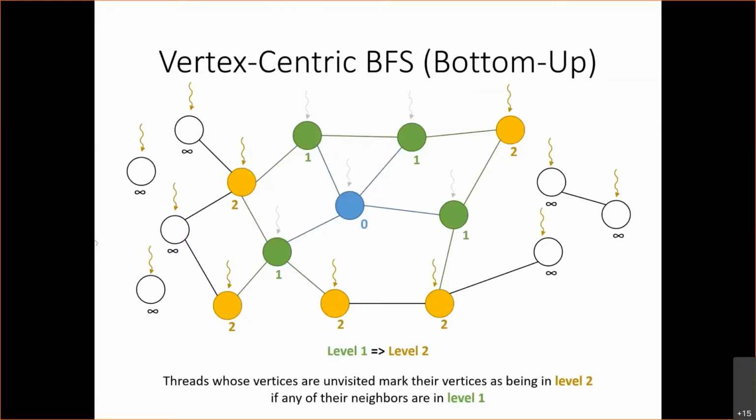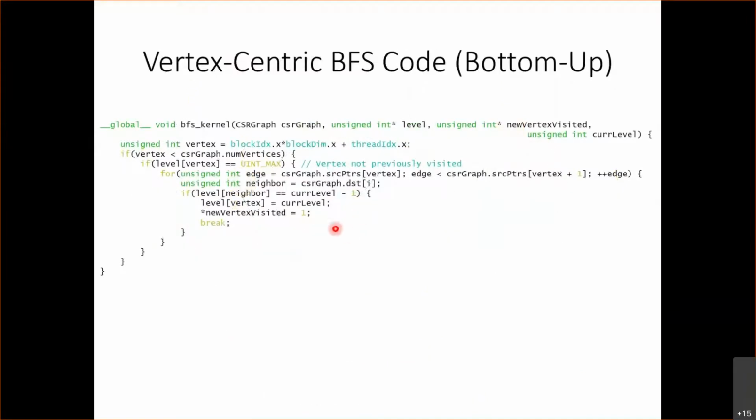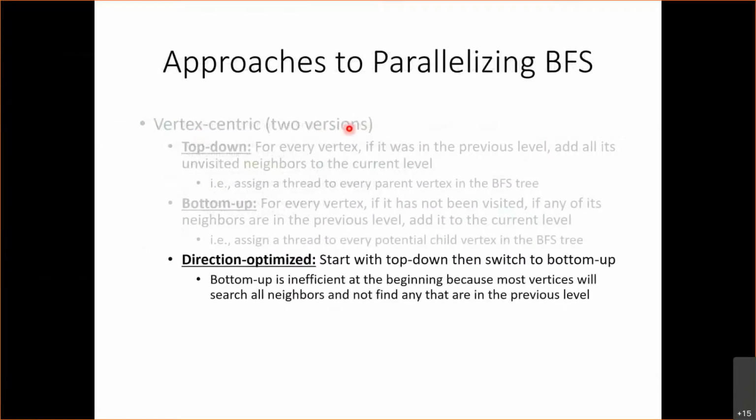All right, so this here is the code that we wrote. Now, one thing to keep in mind: when I said vertex-centric, I said there's two versions. There's actually another version, which is not really a different version, but we have something called a direction-optimized BFS. The direction-optimized BFS does a hybrid of these two. It starts with the top-down approach and then switches to the bottom-up approach.